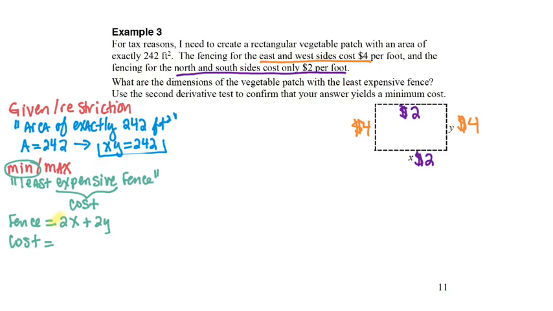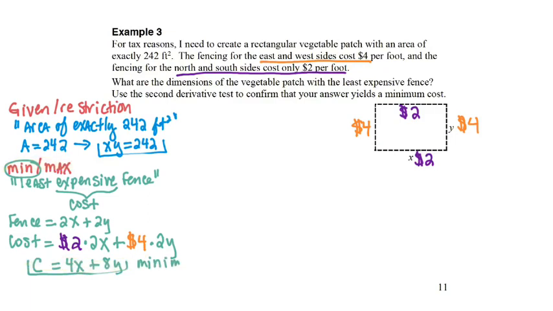But as I go to write my 2x phrase, I have $2 times the 2x piece, and I have $4 times the 2y piece. So in the end, my cost is 4x plus 8y. I just multiplied the values and dropped the dollar signs. So now I have a function that in this case I need to minimize. Just writing that there as a reminder.